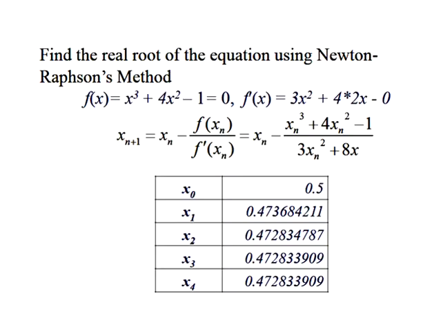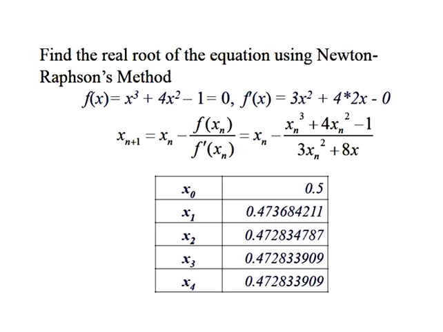This is another one, also for you to work out. The function is x cube plus 4x square minus 1. Then f dash x is 3x square plus 8x. Then you can calculate x1, x2, x3, x4, and we can finally arrive at the root of this equation.